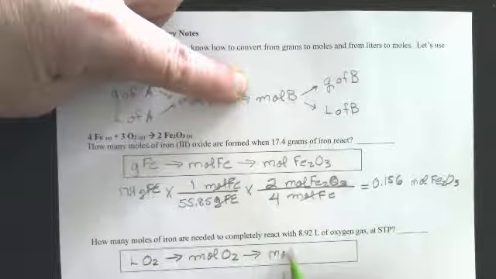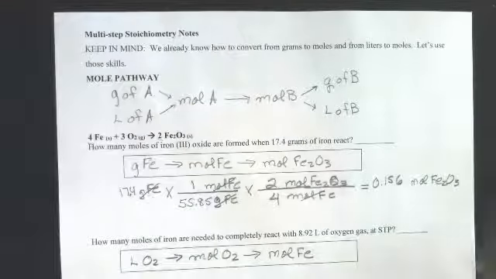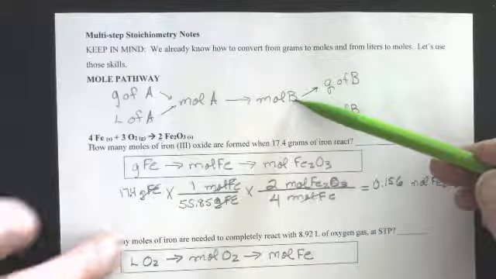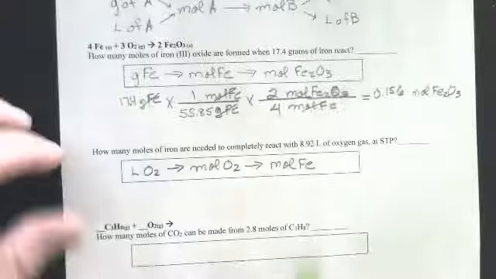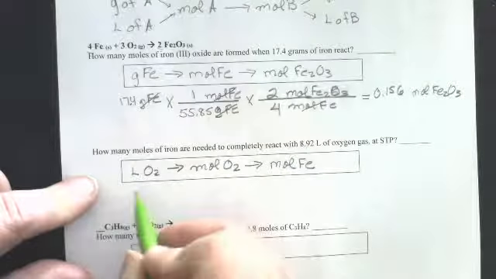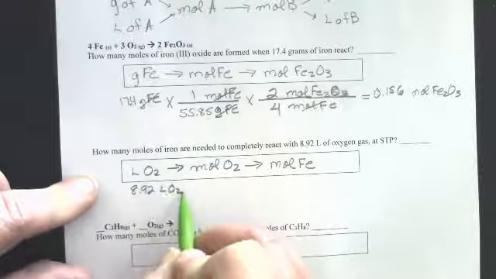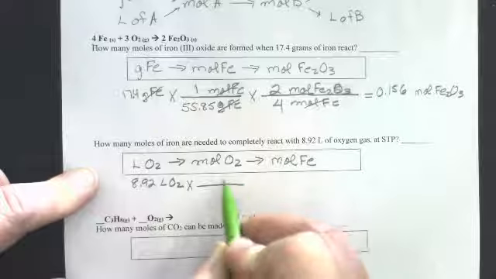Okay. It didn't ask us to take it all the way to grams or liters, so we're done on our mole pathway when we get here. Moles of substance B. Moles. So now we need to write our equation. We have 8.92 liters of oxygen. We need to write a conversion factor then that will take us to moles of oxygen.